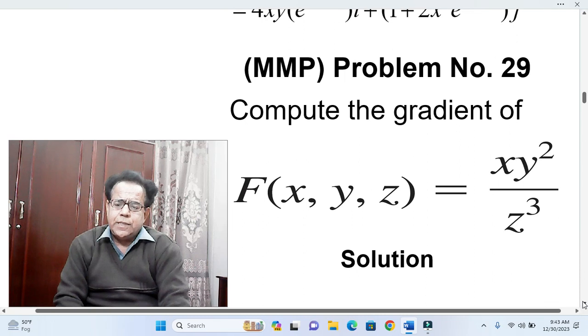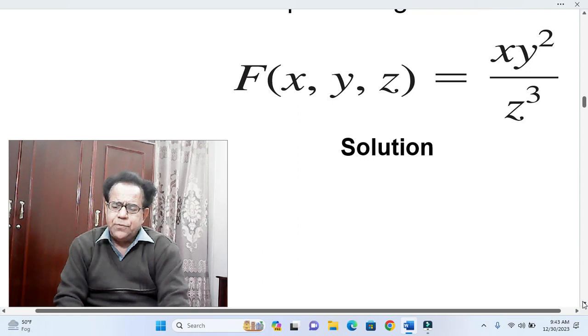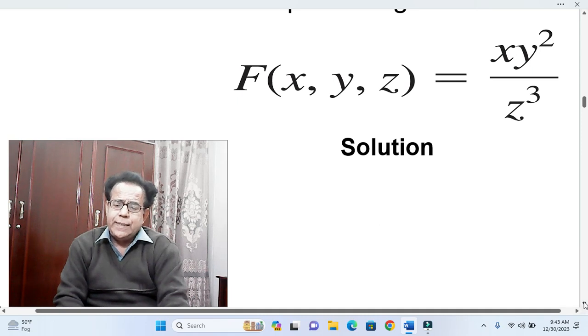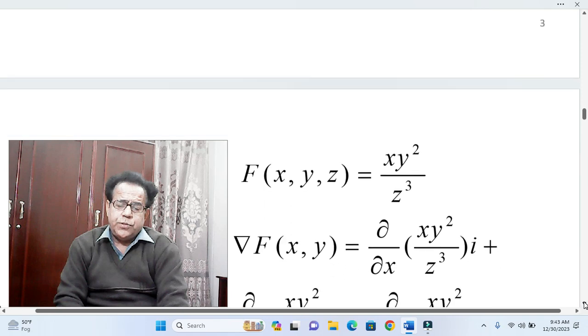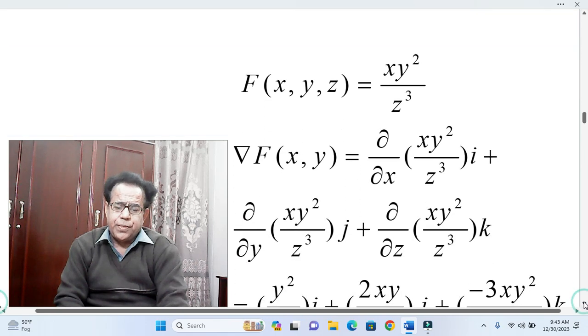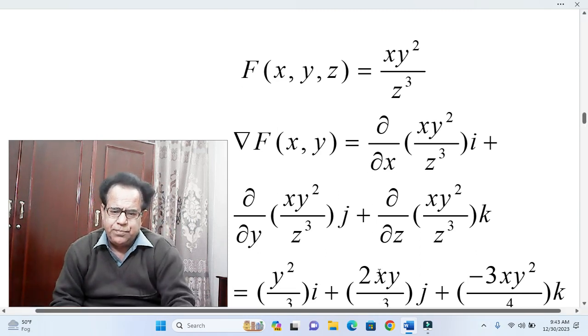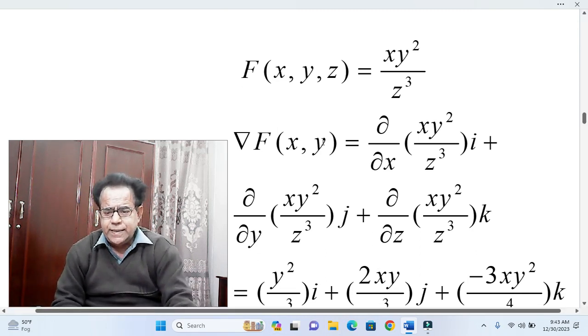Mathematical methods in physics, problem number 29. Compute the gradient of f(x,y,z) equal to x y square over z cube, z raised to the power 3. Now what change has been observed? The change is that here z is also involved. So dear students, f(x,y,z) is equal to this, then del f, or gradient of f. Oh yes, there is a minute mistake here. z should also be written. Del f of x,y,z.